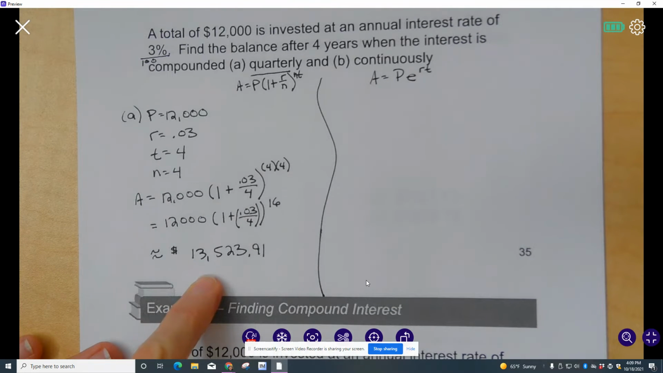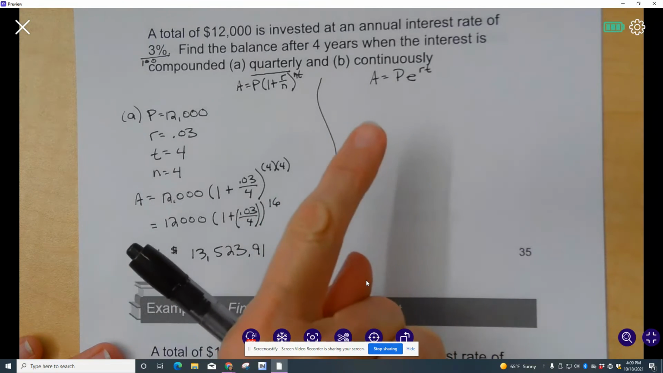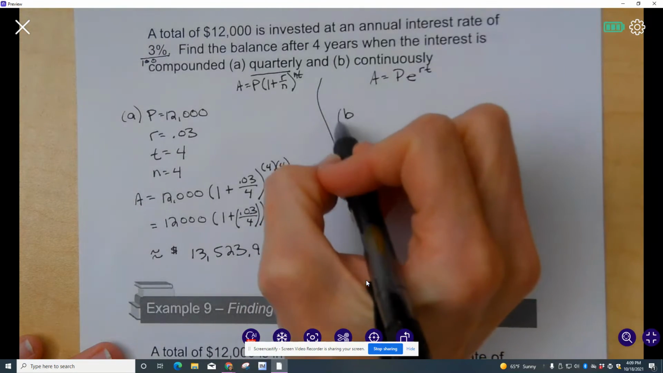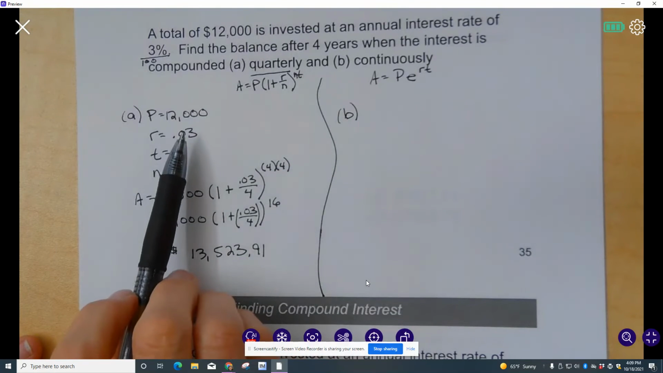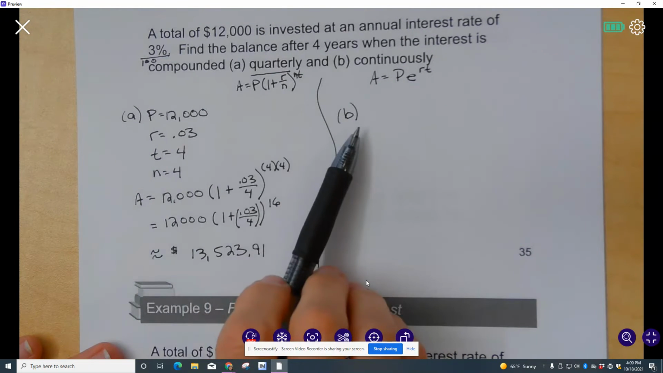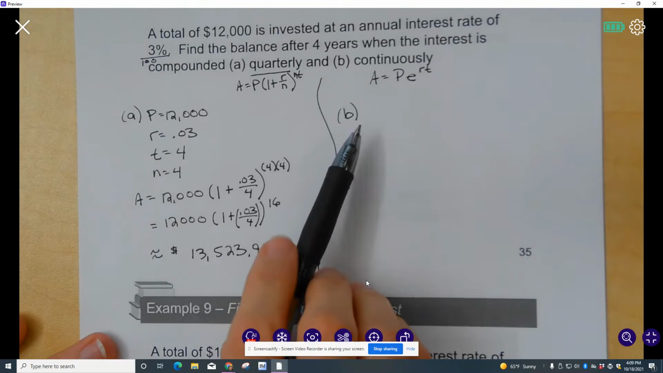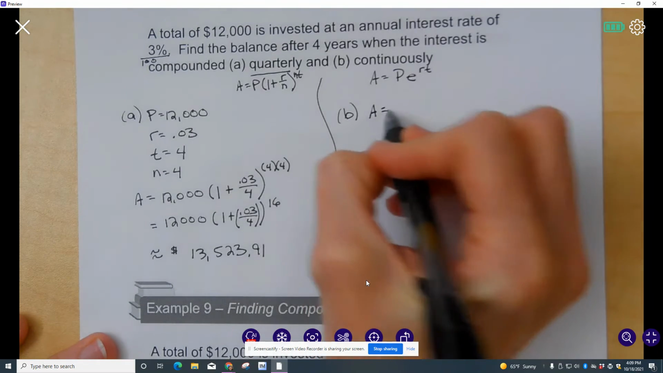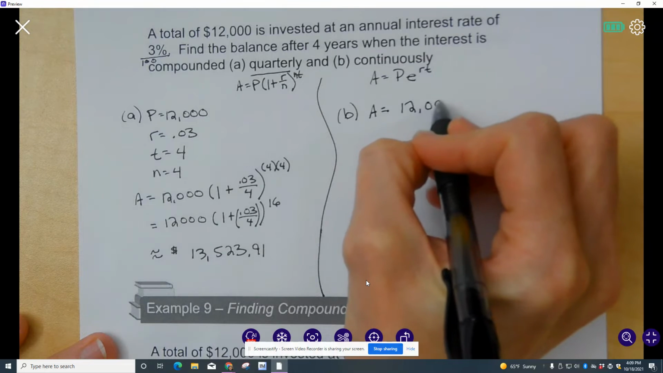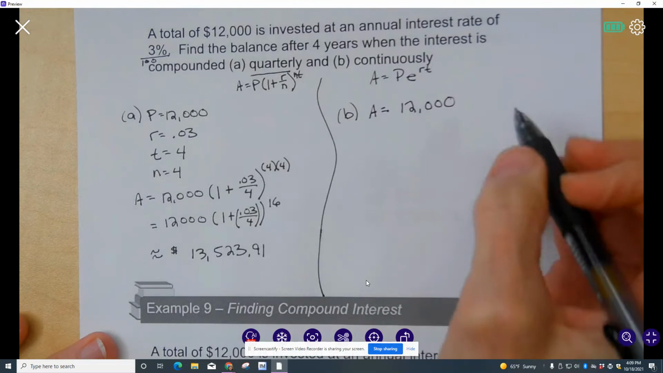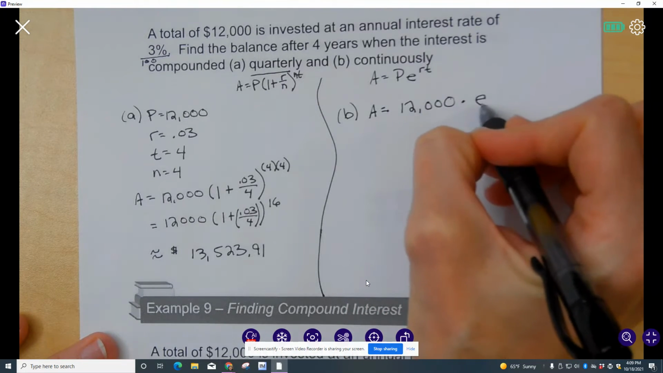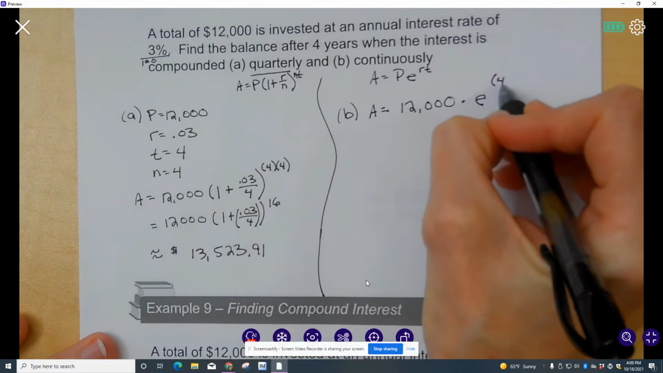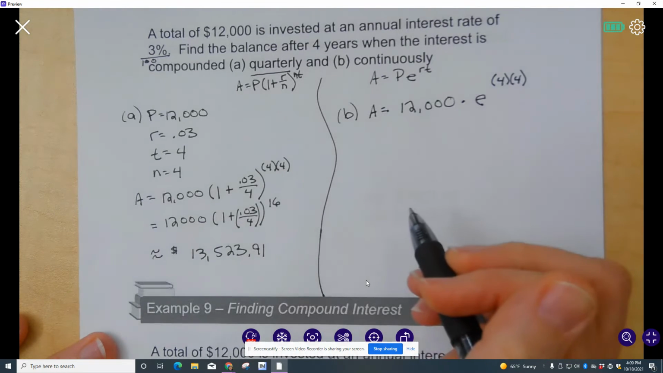And that makes sense, right? 12,000, 13,500, that looks pretty good. You're going to see that compounding continuously is always better. So this means they're going to give you your interest 4 times a year. This means they're going to give you your interest the second you earn it. So this is your formula. I'm still finding my final amount. I'm still starting with my $12,000. So I'm going to have 12,000 times e to the 4 times 4 again.